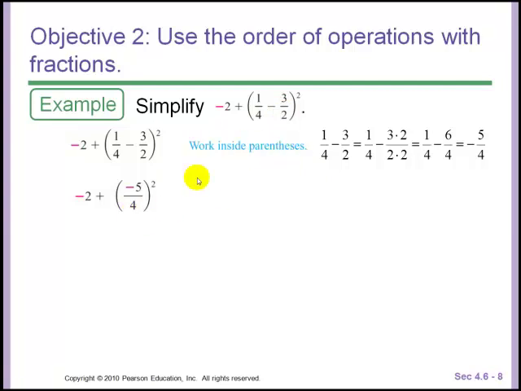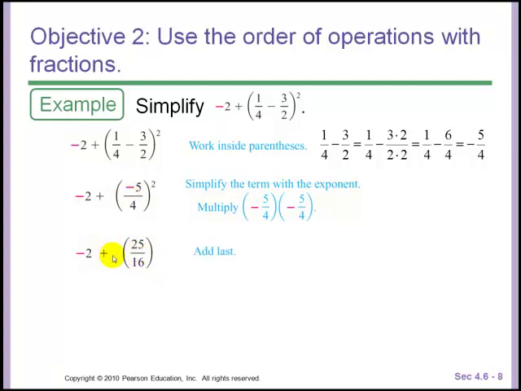Now that we've finished with the parentheses, we'll move on to our next step, which is exponents. Negative 5/4 squared is negative 5/4 times negative 5/4, which is 25/16. Notice a negative times a negative becomes a positive. Lastly, we'll add.